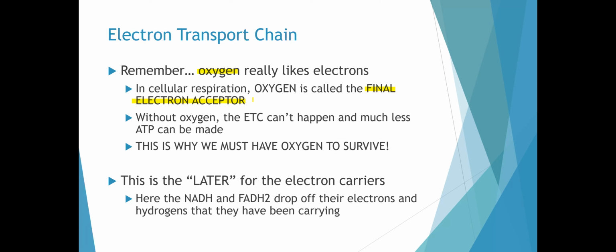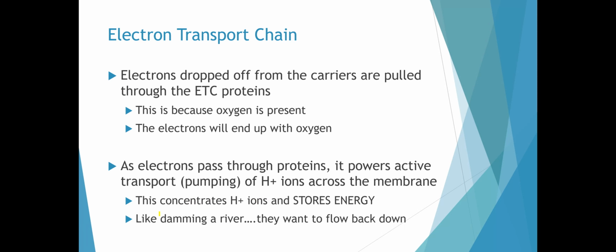This right here alone is why we have to breathe in oxygen to survive. Because if we don't have oxygen, we can't make very much ATP. And if we don't have ATP, our cells can't function properly, okay? So at this point, we made 2 ATP in glycolysis. We made 2 ATP in the Krebs cycle. And now with the help of oxygen, we're going to make a whole lot more, okay? So this is where our electron carriers are going to come into play. They're going to drop off their electrons and the hydrogens that they've been carrying.